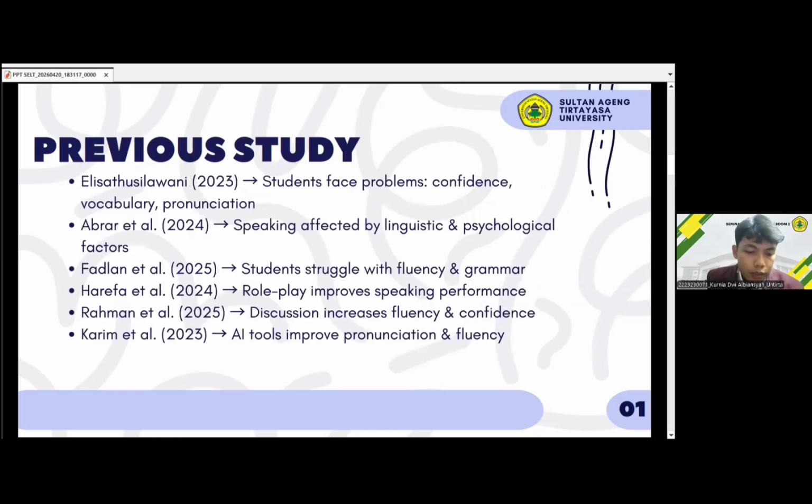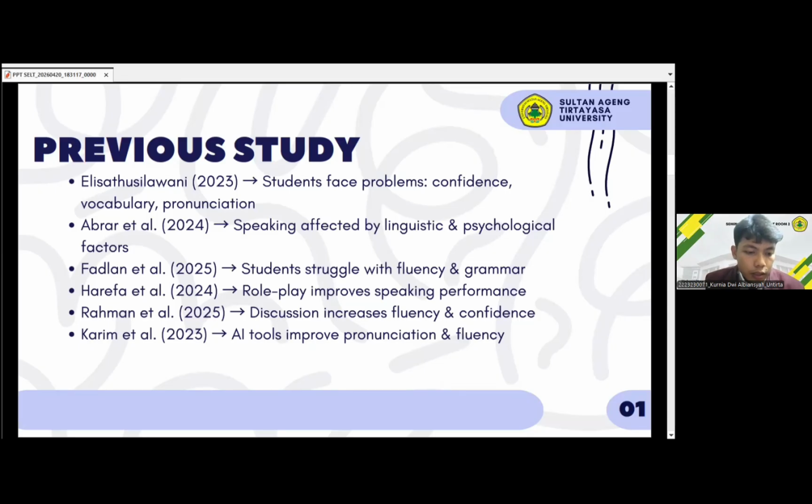So, the previous studies. I have several previous studies for this topic. The first is Elisatu Silawani, 2023, who found students had problems in confidence, vocabulary, and pronunciation. And then next is Abrar in 2024, who found speaking performance is influenced by linguistic and psychological factors. And then Fadlan in 2025 found students struggle in fluency and grammar.